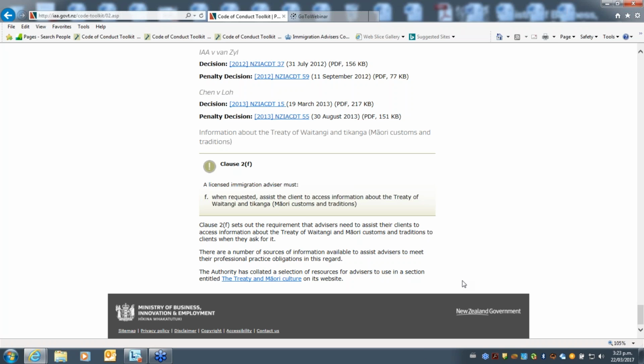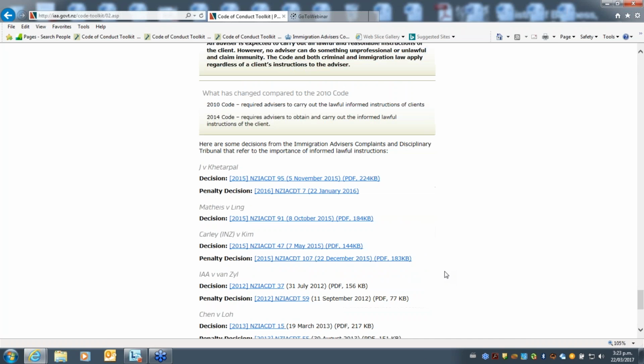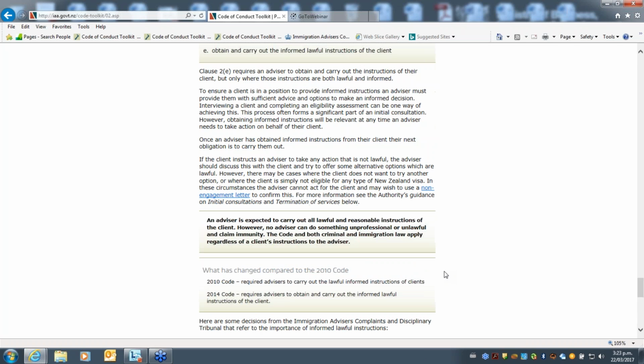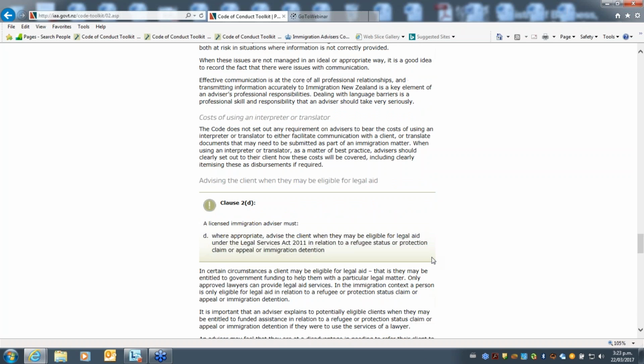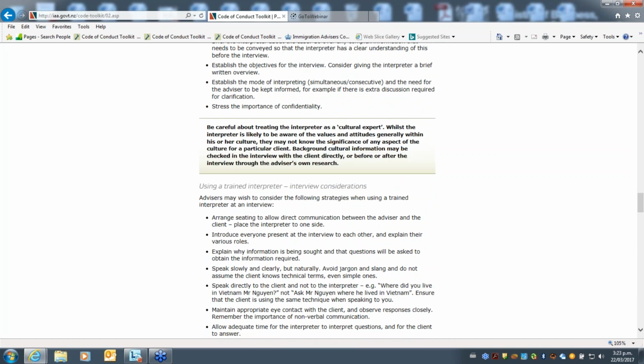So I've been talking for a little while now, and what I'm going to do is pause, because there are some really important clauses in clause 2, particularly A and E, and I'd just like to hear if there are any questions on clause 2 or clause 1 before we move on.